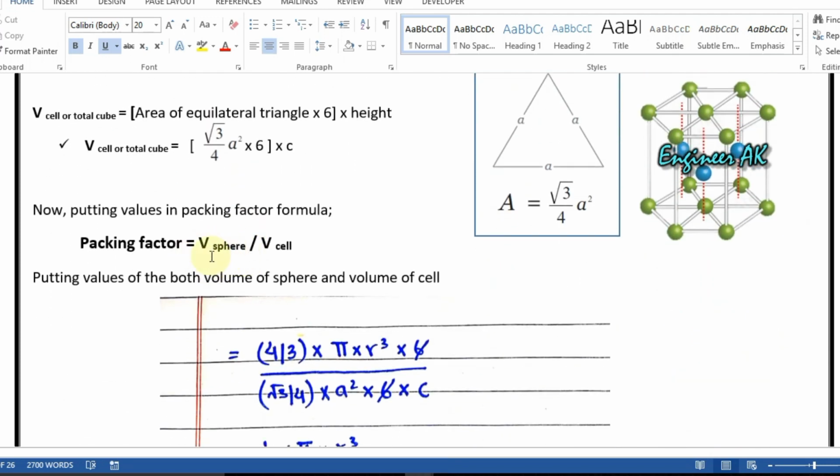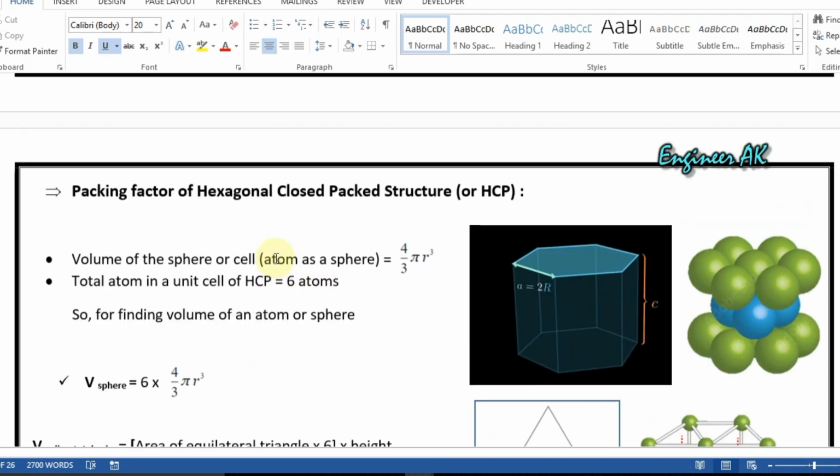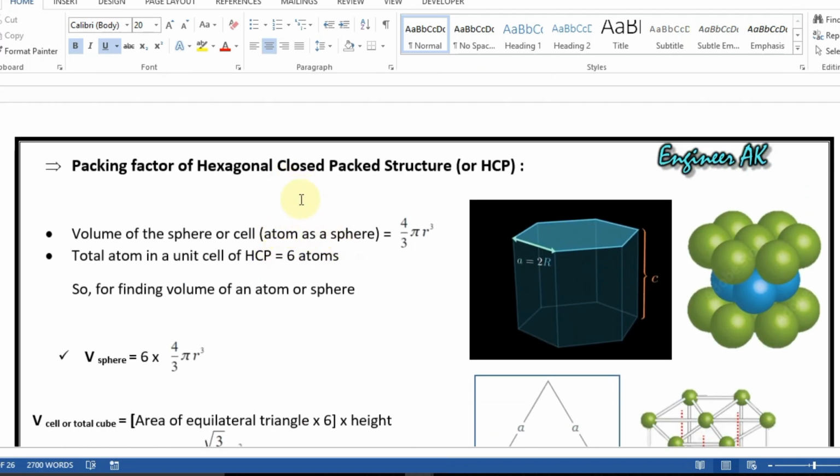The formula for packing factor is the volume of the sphere divided by the volume of the cell, right? It is written over here. So first let's find the volume of the sphere. We know that the volume of the sphere has a formula of 4 by 3 pi r cube, right?